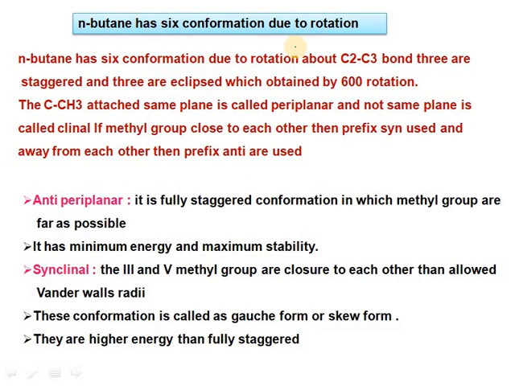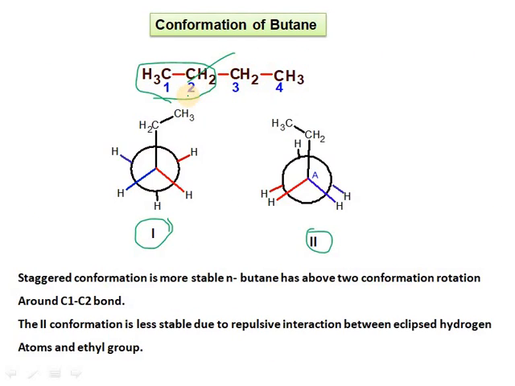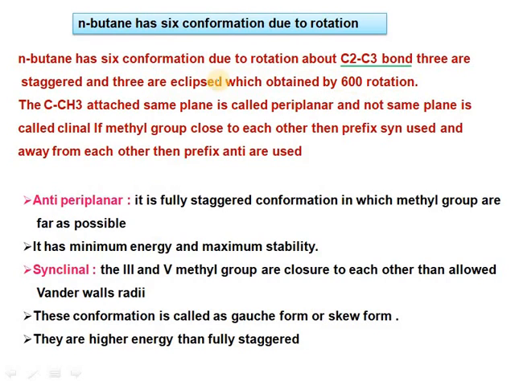In n-butane, six conformations are possible due to the rotation of the C2-C3 bond. This is in between the C2 and C3 bond that we can rotate. So a CH3 group is present on one carbon and the other CH3 group is present on the other carbon. The staggered and eclipsed conformations are obtained at each 60 degree rotation.